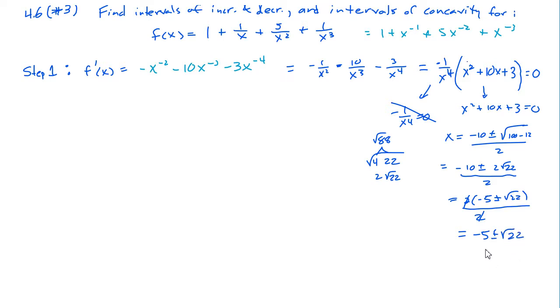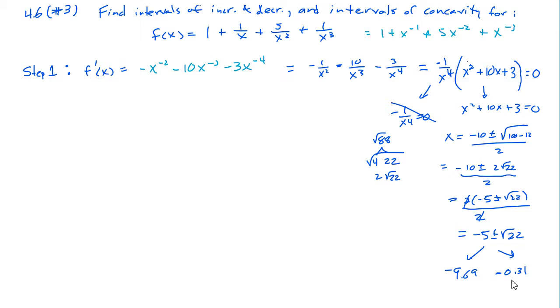Okay, and just to get a feel for how big those numbers are, let me grab my calculator here. Let's see. This one is about negative 9.69. And the other I'm getting about negative 0.31, roughly, okay? Just to get an idea.